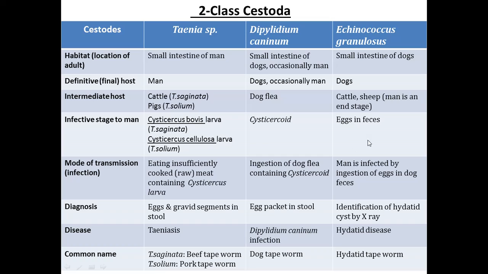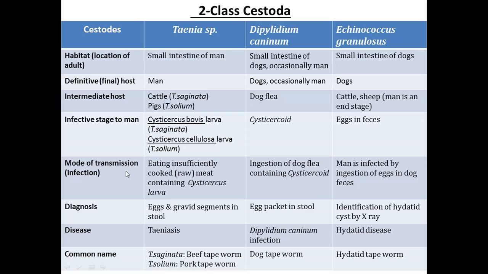Okay, in case of Echinococcus granulosus, man is an intermediate host. He will get the infection by ingestion of eggs in dog feces. Also, cattle or sheep get the infection by ingestion of eggs in dog feces. Okay.